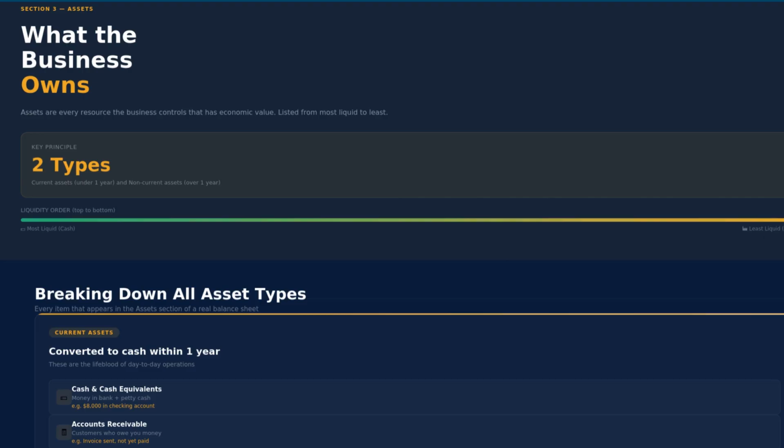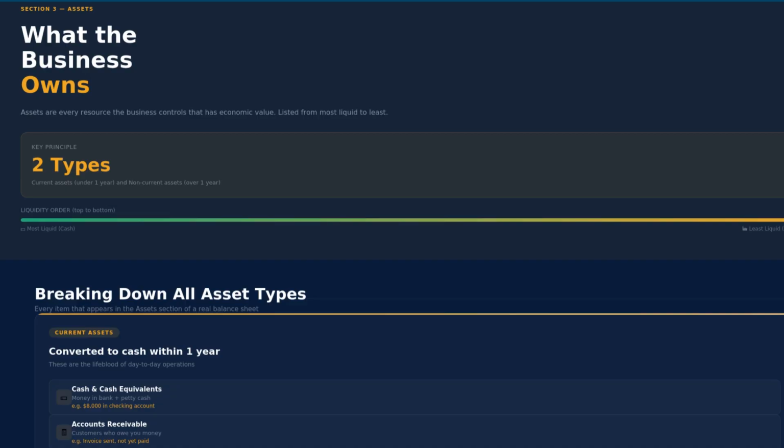The money sitting in the bank right now. Accounts receivable. Money owed to the business by customers who have not paid yet. Inventory. Products the business has in stock ready to sell. Prepaid expenses. Things already paid for in advance, like insurance or rent.